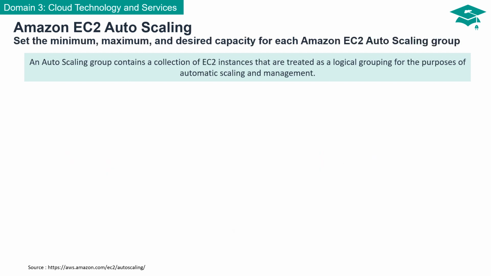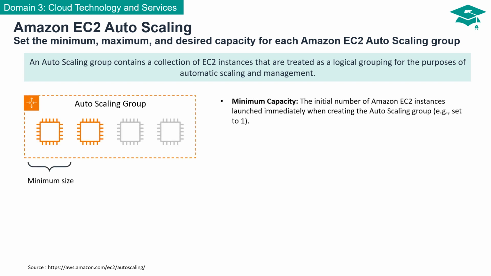Amazon EC2 auto-scaling allows you to set the minimum, maximum, and desired capacity for each auto-scaling group. An auto-scaling group is a collection of EC2 instances that are managed as a unified entity for automatic scaling purposes. Minimum capacity. This represents the initial number of Amazon EC2 instances that are launched immediately upon creating the auto-scaling group. For example, it can be set to 1.